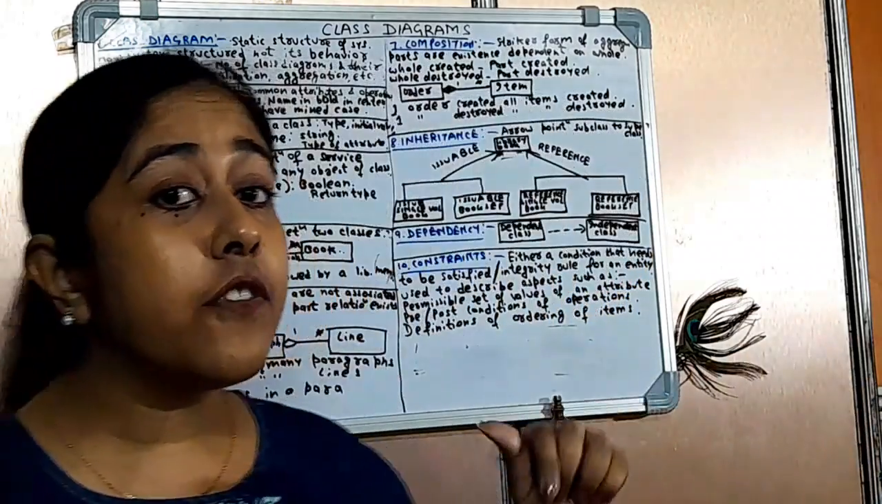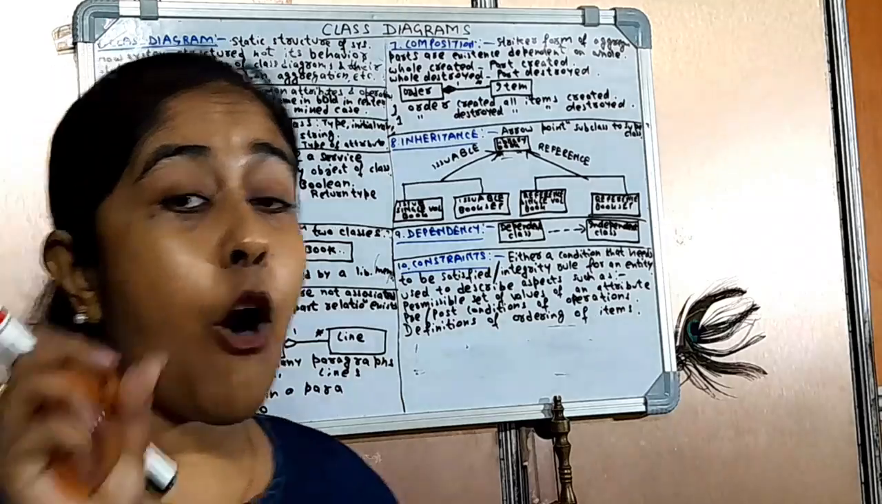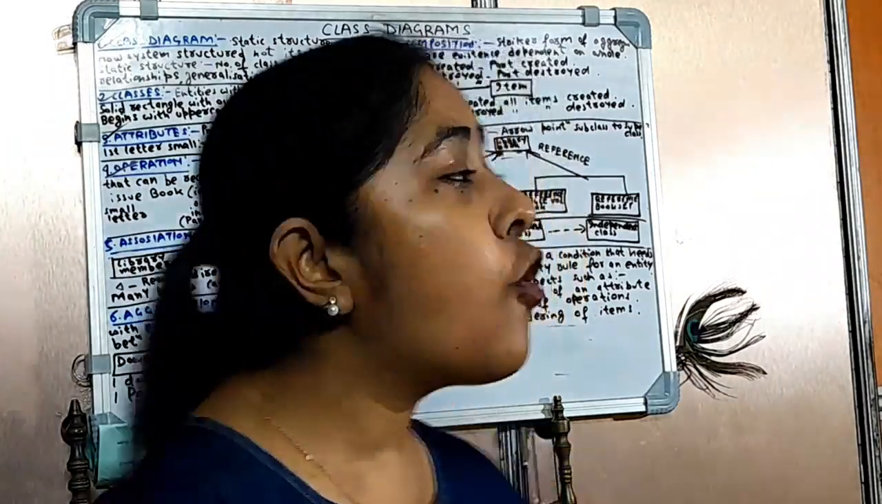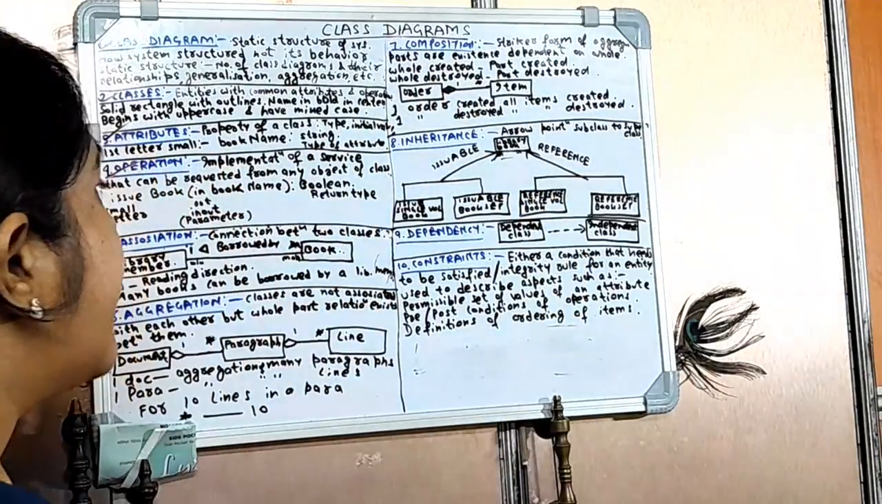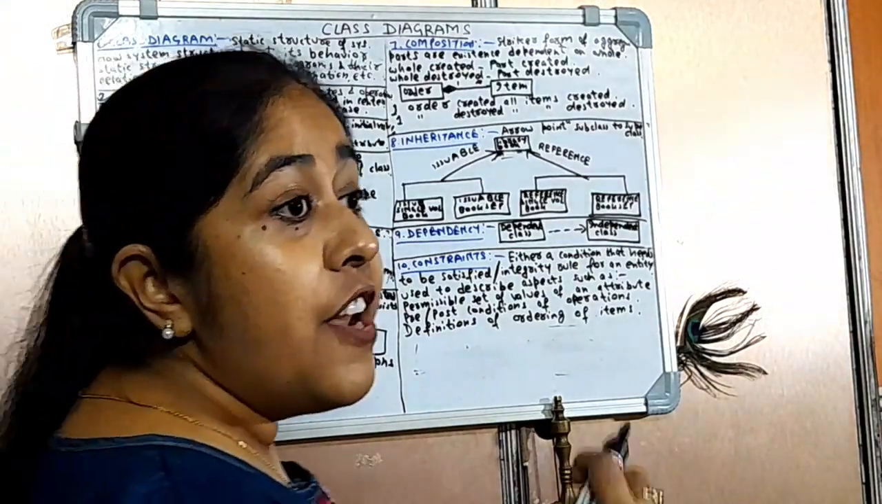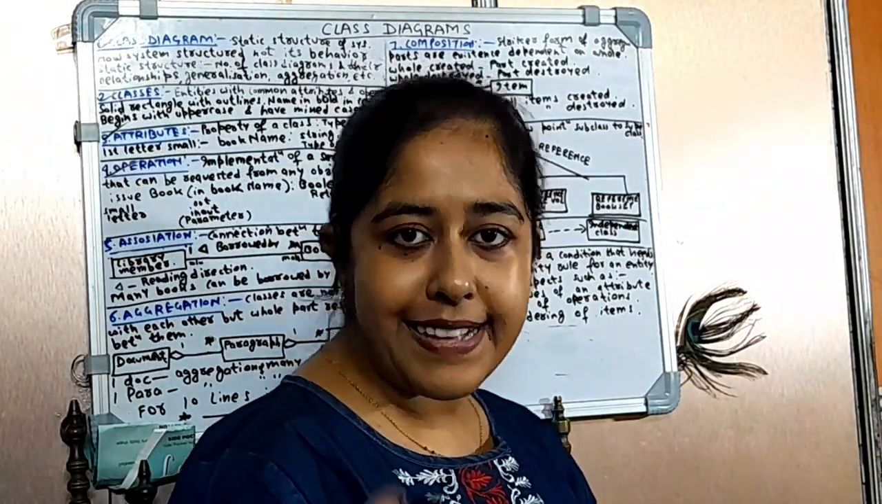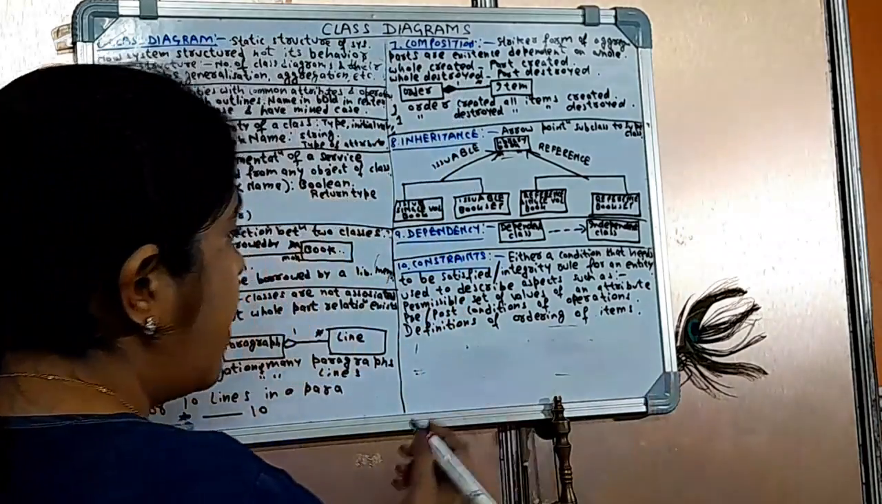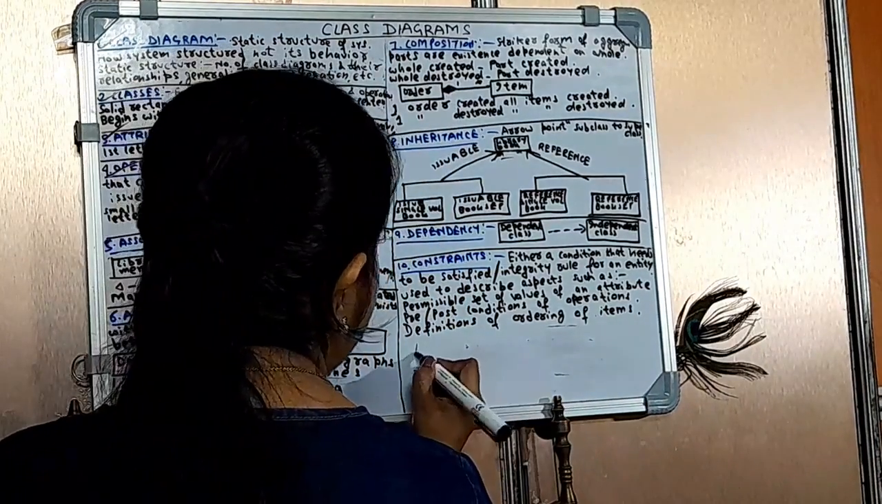Whatever implementation of a service, when it is called by an object of a class, that is called your operation. Now here we are talking about the operation: how it will be denoted or written when you are writing a class diagram. So how will we write it there?